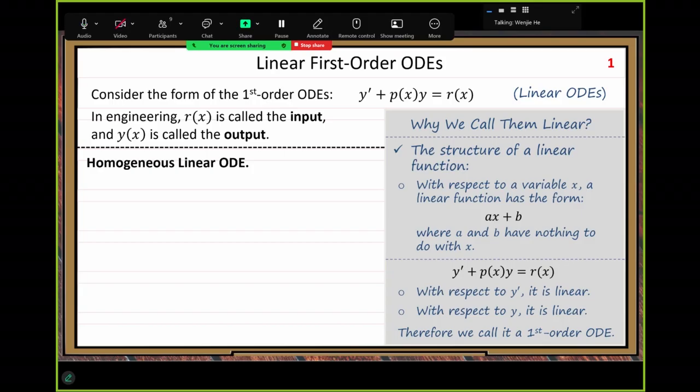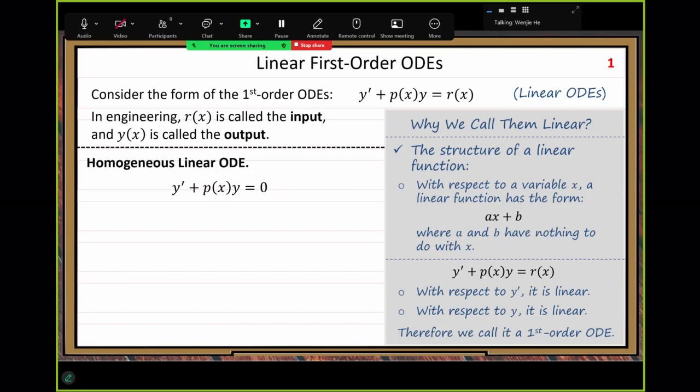Homogeneous means when the R function, when the input is 0, then the right-hand side is 0, and you only have the left-hand side of the original equation. You replace the R function by the 0 function. We call this the homogeneous version of the original equation. You may ask, why do we need to consider the homogeneous version? You will see this intermediate step is very useful.